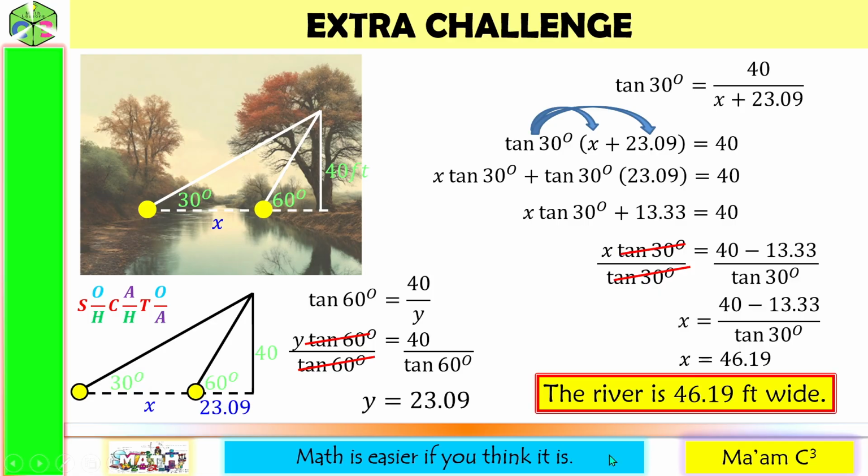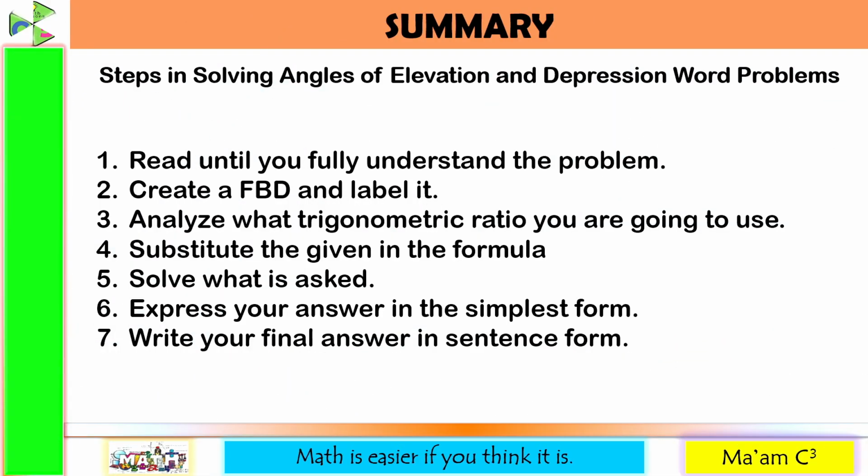46.19 feet wide. For the summary, here are the steps in solving angles of elevation and depression word problems. First, read until you fully understand the problem. Then create a free body diagram and label it. Analyze what trigonometric ratio you are going to use. SOHCAHTOA is a great help. Then substitute the given in the formula, solve what is asked, express your answer in simplest form, and write your final answer in sentence form.